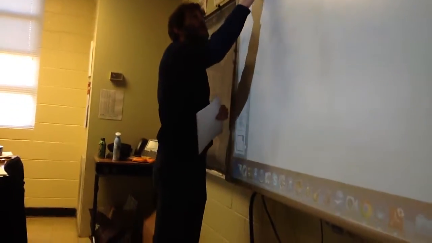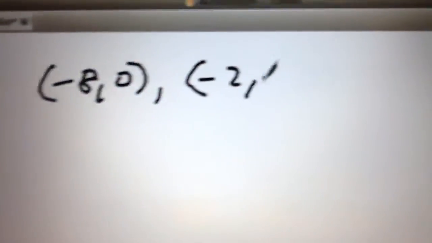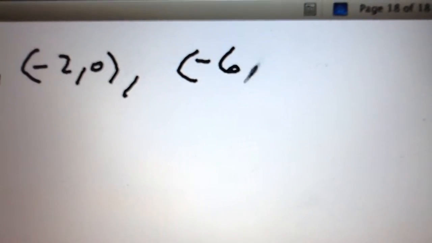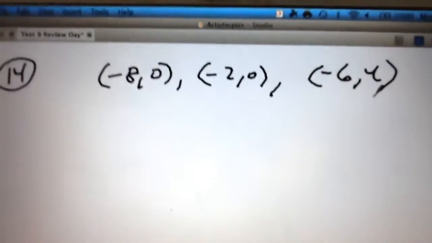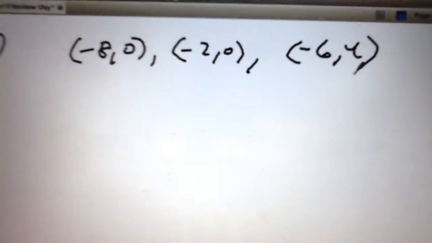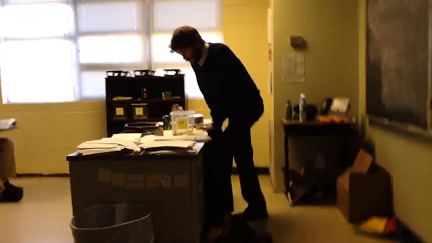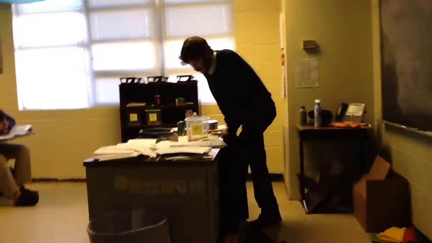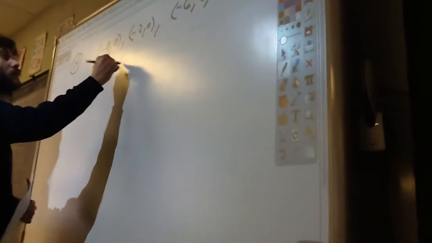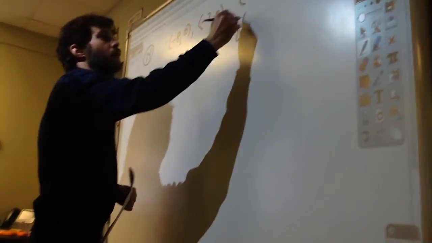14. So this is like the bell work, right? So this one gives me 3 points. It says it goes through this, and this, and this. And it wants me to write a quadratic function in standard form. What form am I going to plug into? Vertex or intercept? Intercept. Good, because that's what they gave me. They gave me 2 intercepts, -8, 0, and -2, 0. And I know they're x-intercepts because they have 0 for their y values. So I'm going to plug into this. And these 2 numbers are p and q.